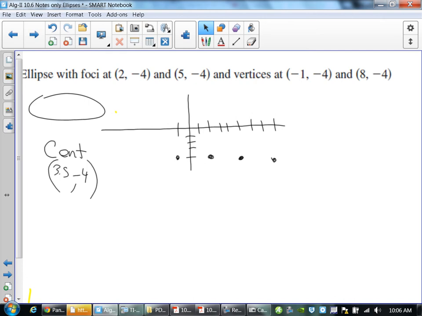So now the distance: how far apart is 5 from 3.5? 1.5. So my c value is 1.5. My a value: how far away is 3.5 from 8? 4.5.